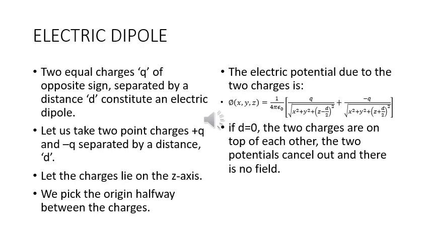epsilon naught open bracket q upon square root of x square plus y square plus z minus d by 2 whole square, minus q upon under root of x square plus y square plus z plus d by 2 whole square. If d is equal to 0, the two charges are on top of each other and the two potentials cancel out. There is no field then.